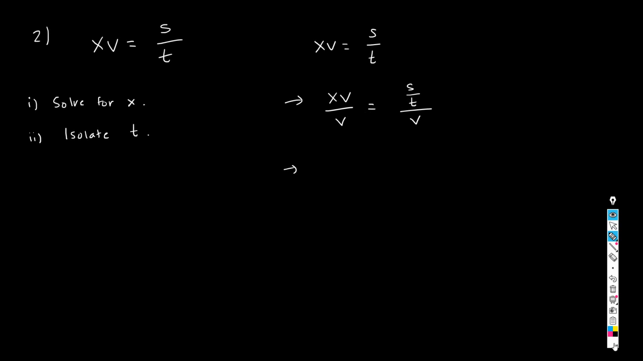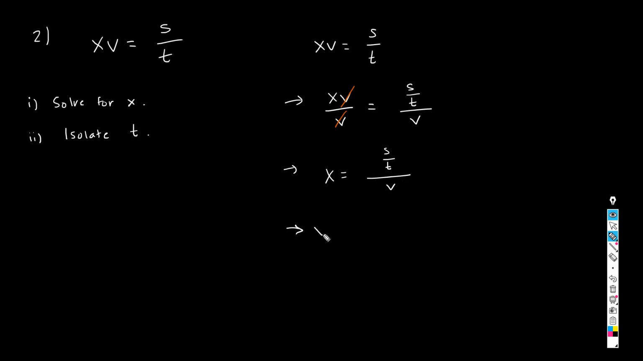Why? Because if I do that, this v and this v cancel one another, and all I'm left with is x on the left side, and in here we have s over t over v. I know this looks weird, guys, but it's perfectly fine. There's nothing wrong with this. We're just dividing a fraction over some variable. There's nothing wrong. Now, if you want to continue and simplify this thing, that's perfectly good.